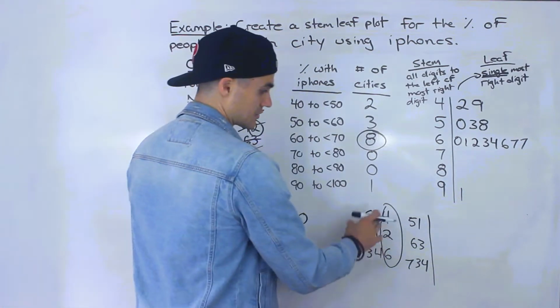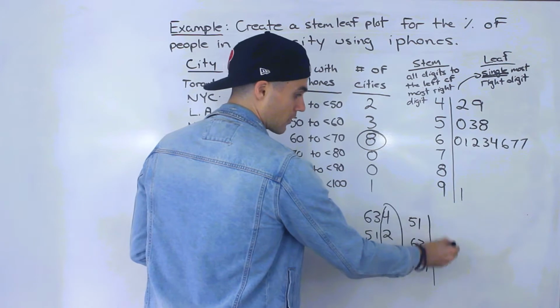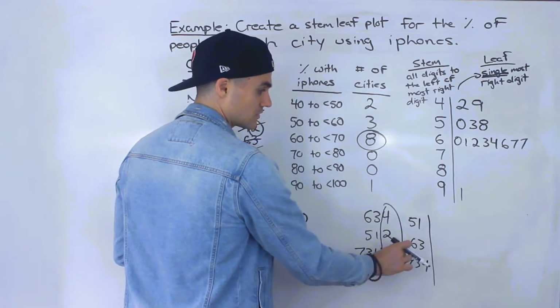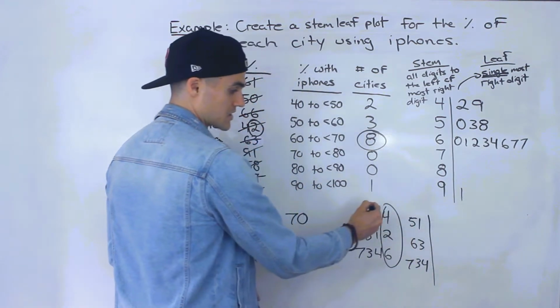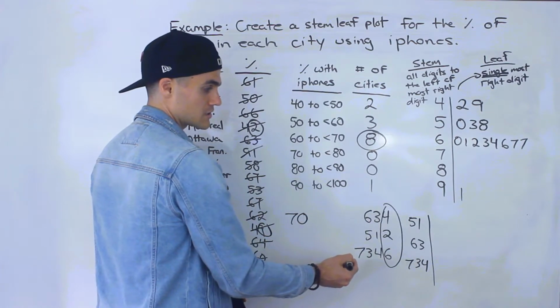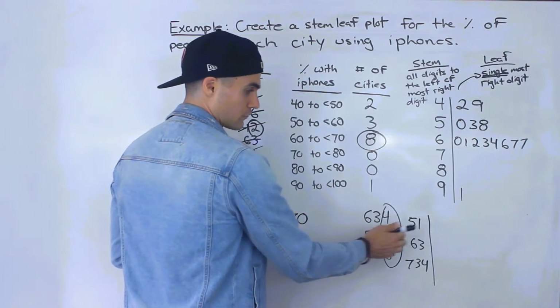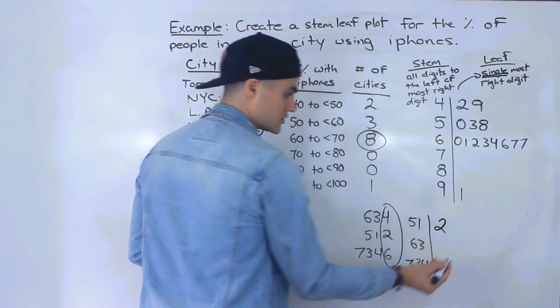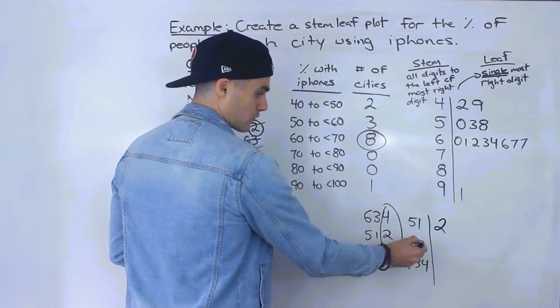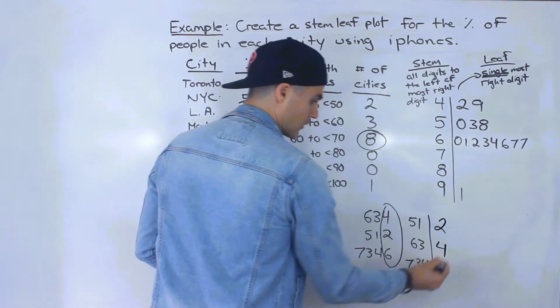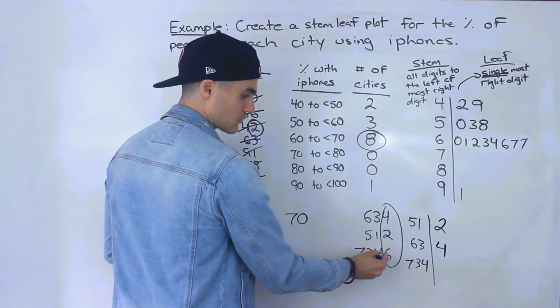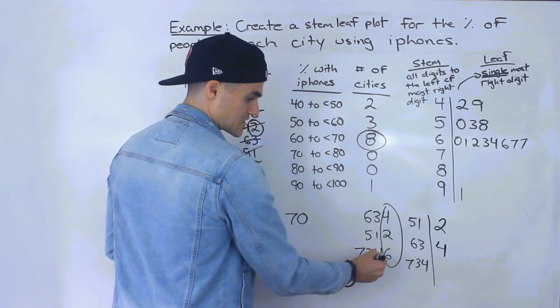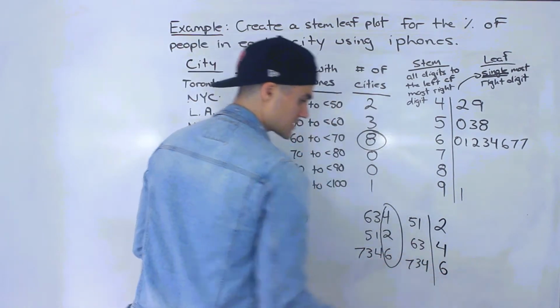But for now, I'm just illustrating that this leaf part here on the right side is always going to be a single digit, while the stem is always going to be the other remaining digits. So for this 512 here, the leaf would be 2. And then for this 63, we would have a 4. And for this 7,346, the stem is 734, that leaf is going to be 6.